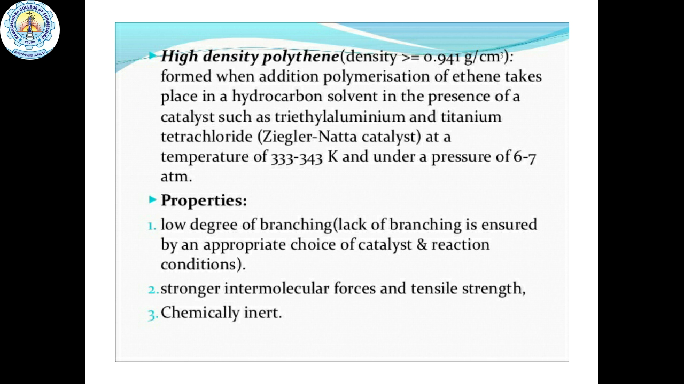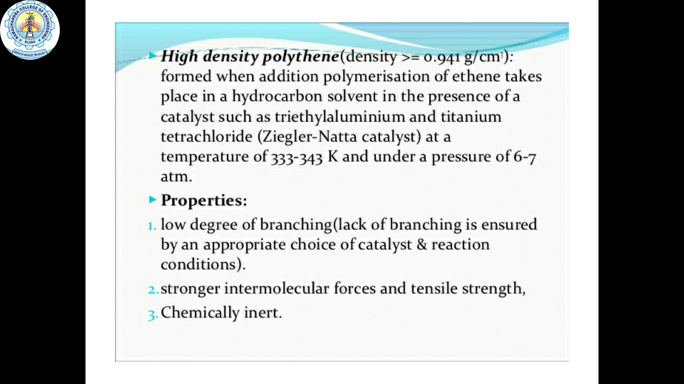Coming to the high density polythene, its density is greater than or equal to 0.941 grams per centimeter cube. It is formed when addition polymerization of ethene takes place in a hydrocarbon solvent in the presence of a catalyst such as triethyl aluminum and titanium tetrachloride, which we call the Ziegler-Natta catalyst, at a temperature of 333 to 343 Kelvin and pressure between 6 to 7 atmospheres.